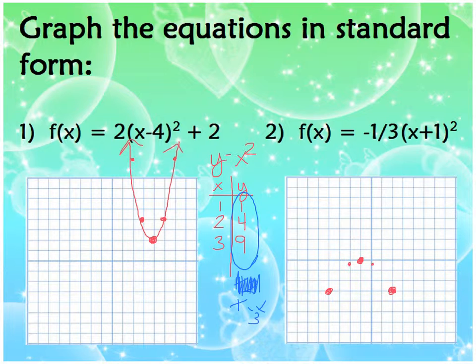And I'm going to call that good for getting enough. As soon as I have 5 points, I like to get 5 points on my parabola. And usually I can get it pretty accurate then. Okay, so that's graphing when it's in standard form.